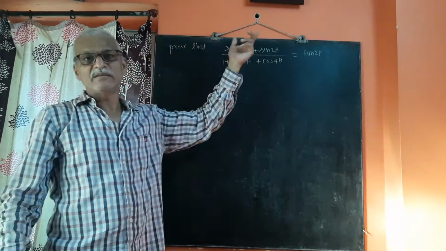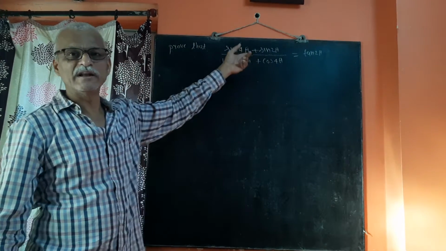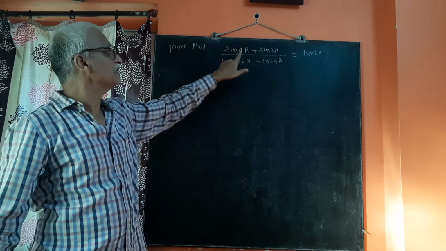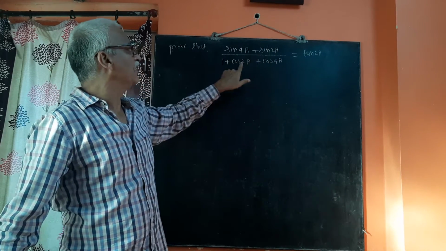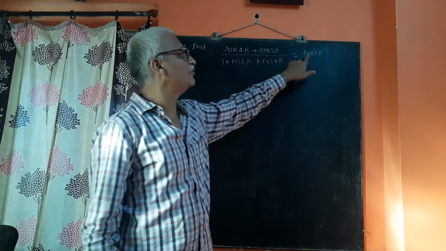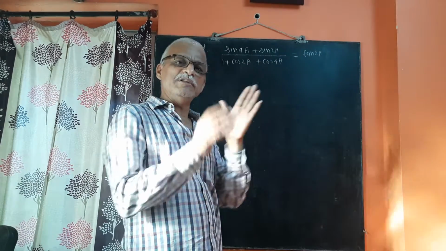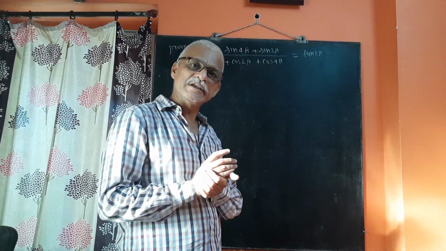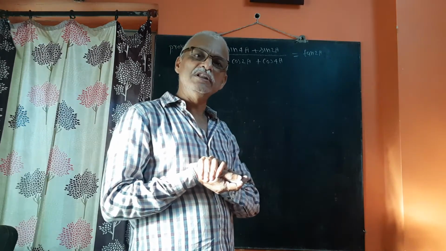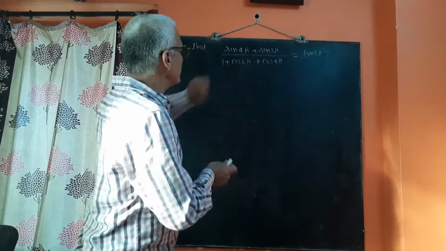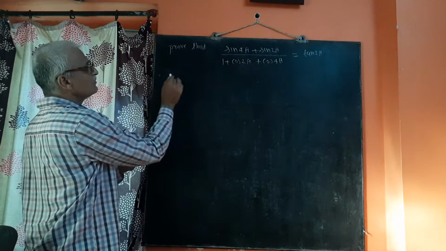In the exam they may ask the same problem with different angles. Different angles means instead of 4a and 2a, it will be 2a and a, and you have to prove that it equals only tan a. The method is the same, the formulas are the same, there is a change only in the angles. So let us start this problem.